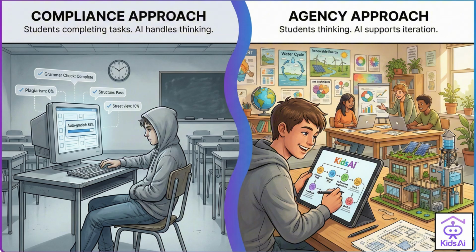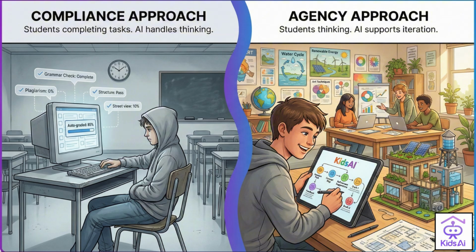So look at these two classrooms. Same assignment. One student completes a task. The other, the AI handles the thinking. One student thinks, the AI helps them iterate. Look at what's visible. Who's doing what?